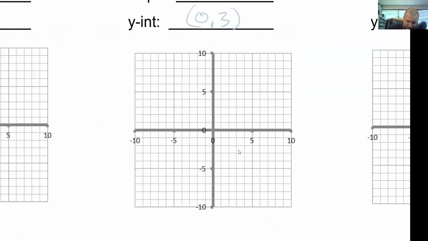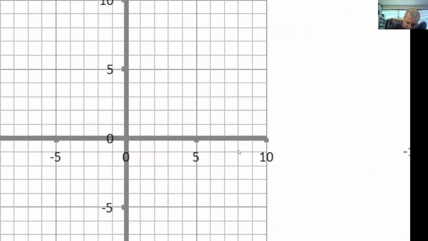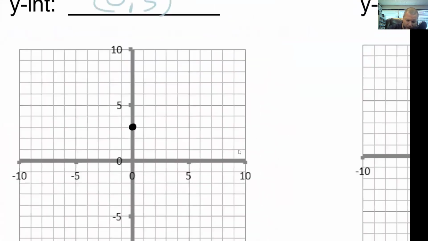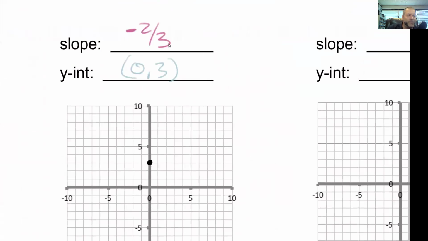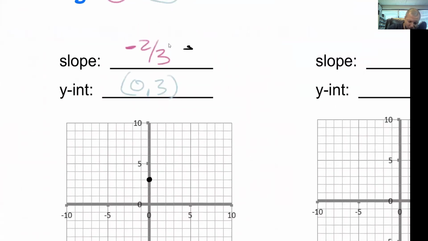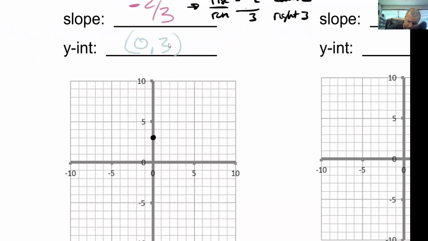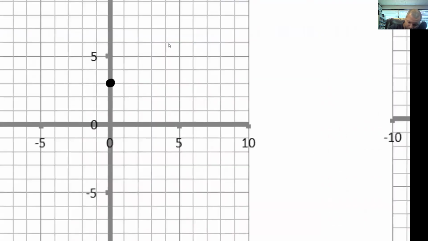So we could graph this thing. I know that (0, 3), 1, 2, 3, there's my y-intercept. My slope is negative 2/3. So I could think about this two ways. My rise is negative 2, which means I'm going down 2. My run is 3, so I'm going right 3. So if I go down 2, right 3, I would get to that point.